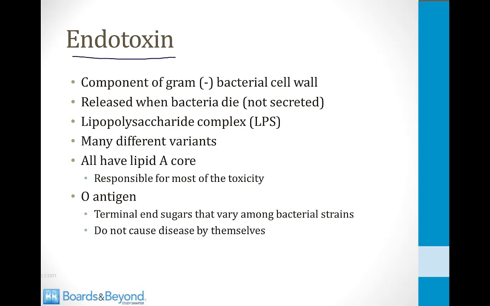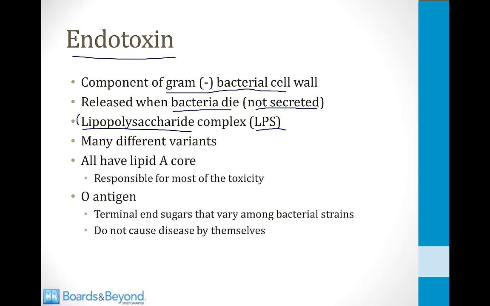Let's talk about endotoxin first. So as I said before, it's a component of the gram-negative bacterial cell wall. It's released into the tissues and the bloodstream when bacteria die. It's not secreted. This is an important distinction between endotoxin and exotoxins. Exotoxins are secreted by bacteria that make them. Endotoxins are actually part of the cell wall, and the way they get into tissues in the bloodstream is when the bacteria die. They're made up of lipopolysaccharide complexes called LPS, and this is also an important distinction between endotoxin and exotoxins. Exotoxins are proteins.